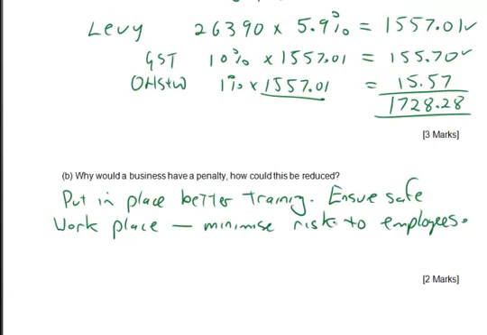Last bit is, why would a business have a penalty? How could this be reduced? Could be reduced by putting in place better training and ensure safe work practices to minimise risk to employees. And they may have a bad history of accidents. So if they've got a bad history of accidents, then their levy is going to go up. So that's the reason. And then to get rid of it, you have to put in place better practices.